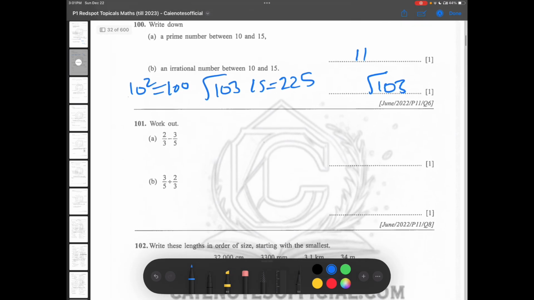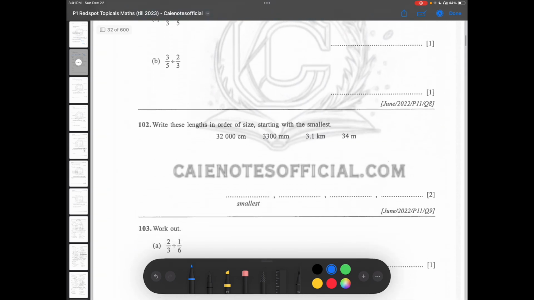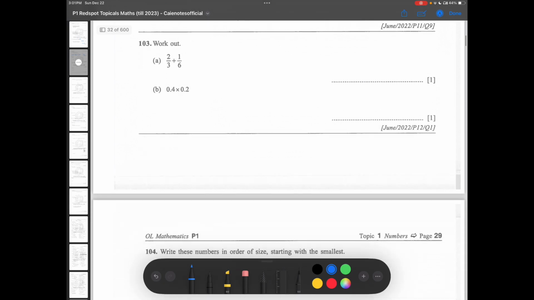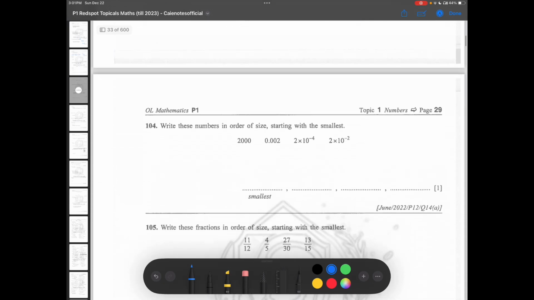We did a similar question like 101. I'm not going to do it again. This is again the conversion of land. We have done this as well. Okay, let's do this one now.